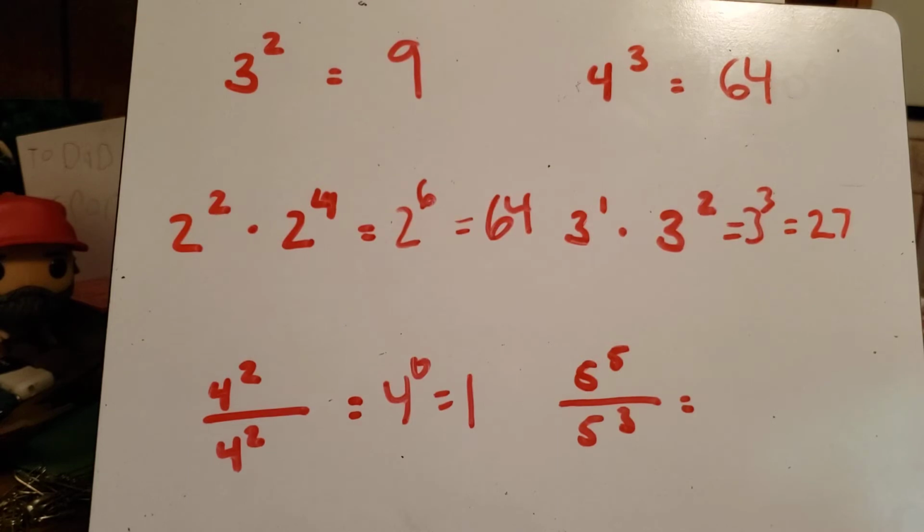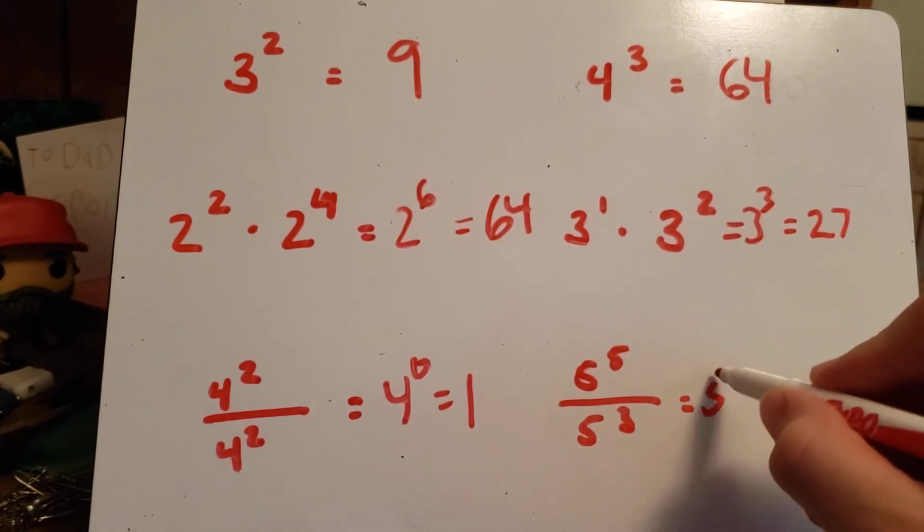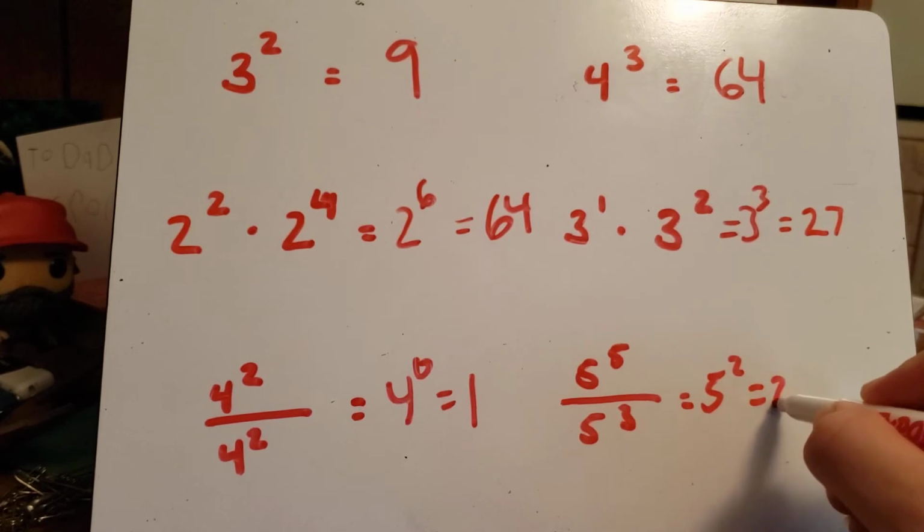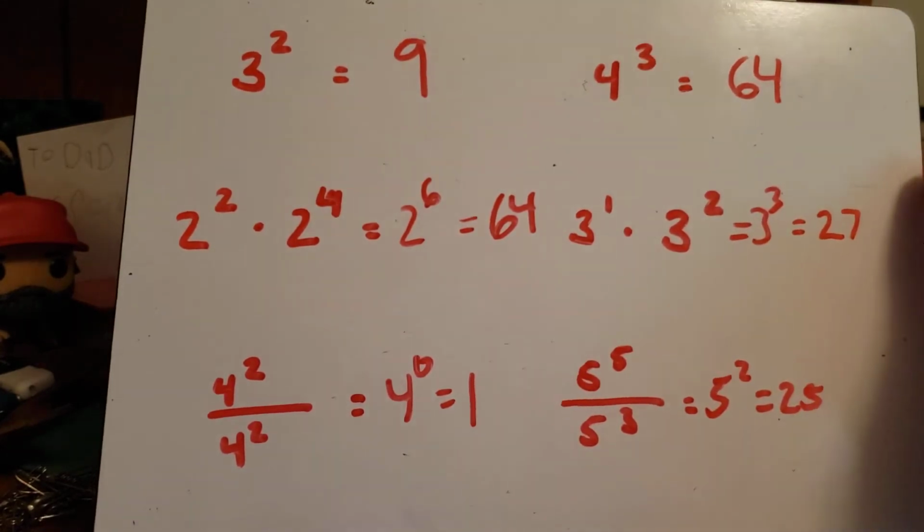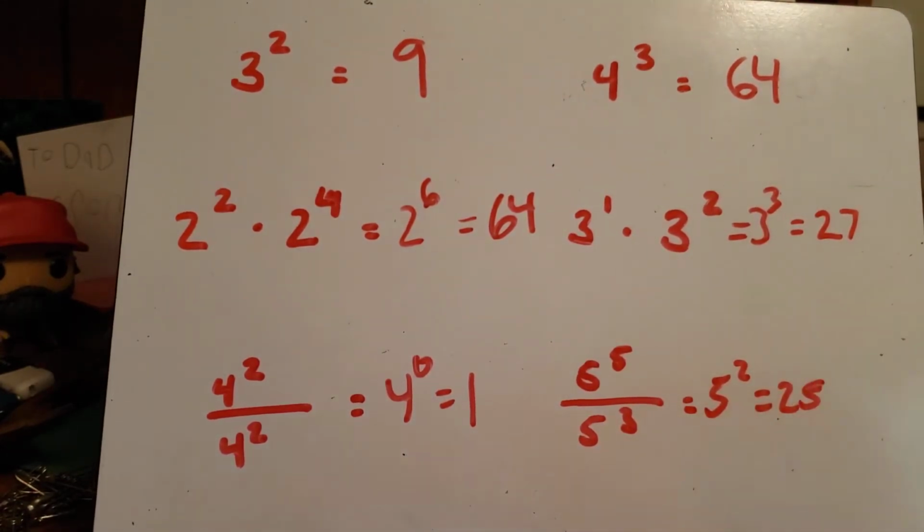Next, we've got 5 to the 5th. Yes, that's a 5. I wrote it very poorly. Divided by 5 to the third. 5 minus 3 is 2. So we would get 5 squared. And that's 25. Wow, that's a bad 5. Whew. Got to get better at writing on whiteboards again.